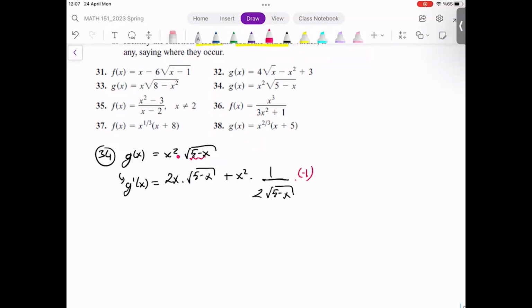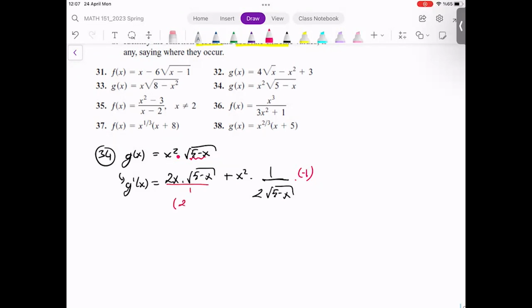Times minus 1 coming from the derivative of the inside part. Okay, this is your first derivative function, but in this form, it is not that easy to see where it is 0 or where it is undefined. To find out easily, we will write it over a common denominator.